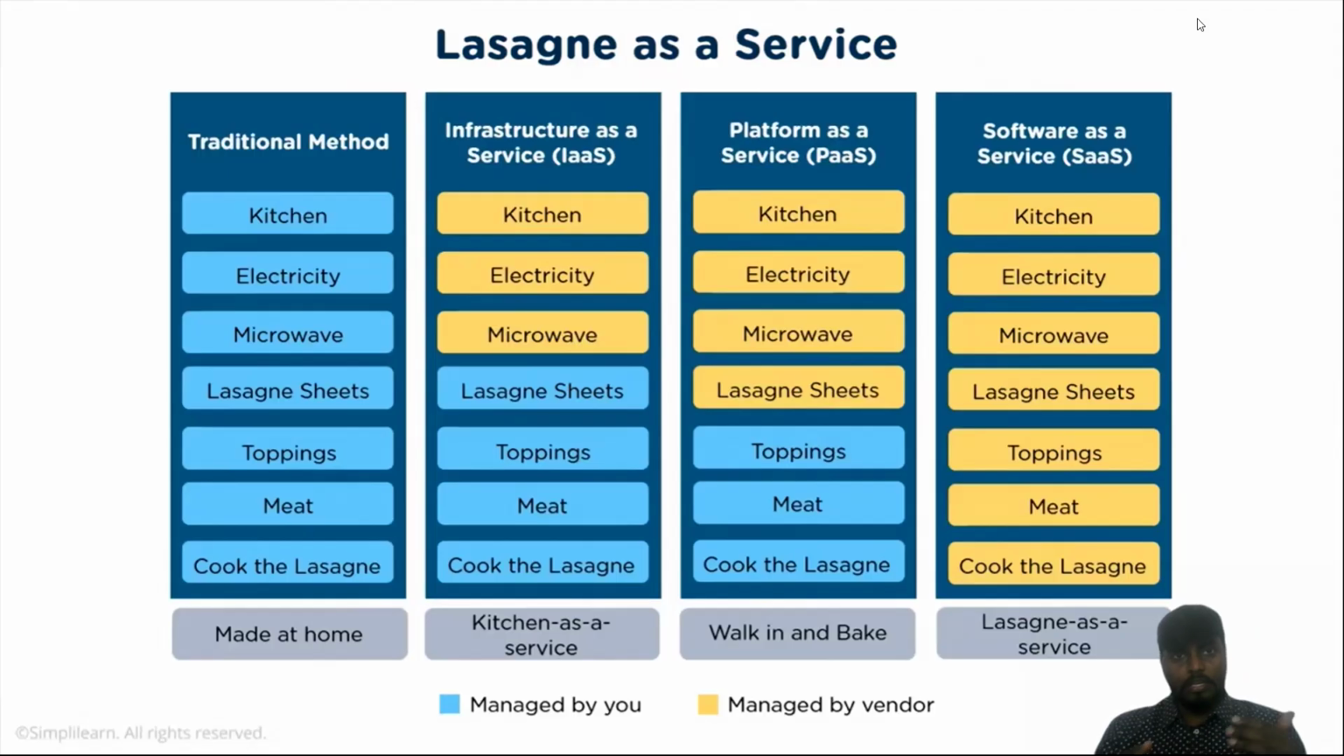This is what infrastructure as a service is. As I mentioned, going to the events, the kitchen, electricity, and microwave oven will be there. We have to take the lasagna sheets, toppings, and meat, and cook the lasagna. And next one, walk-in and pick.